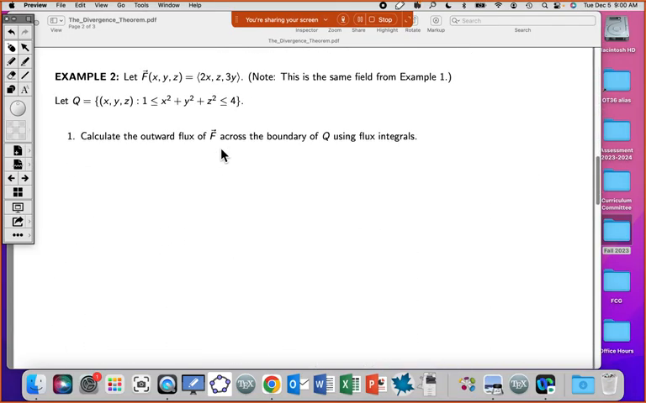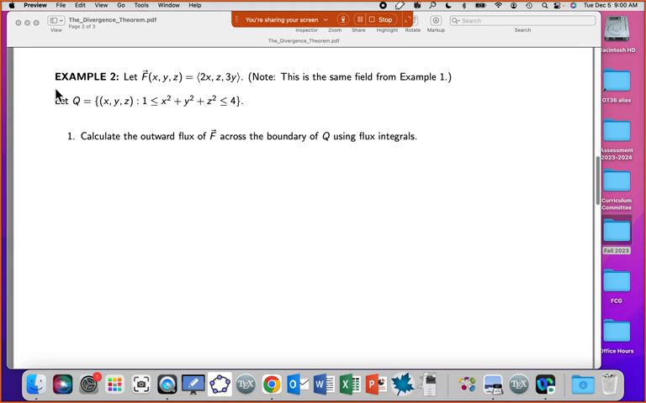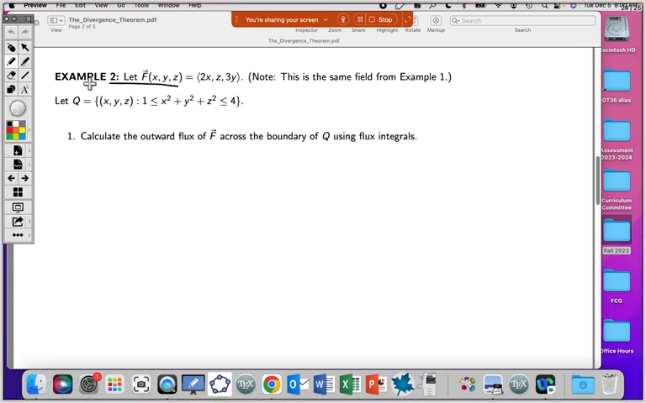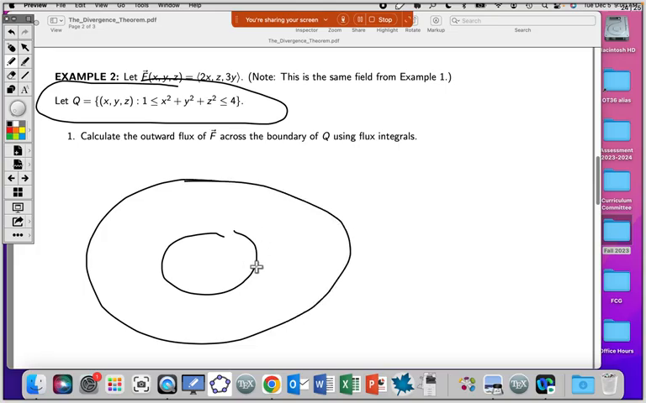All right, tomorrow we'll look at this field over this region. What's happening here? I've got x squared plus y squared plus z squared. Down here it's equal to 1. Up here it's equal to 4. So what I'm doing is looking at the volume between spheres. So I've basically got a sphere with a smaller sphere inside. Looks kind of like an avocado.